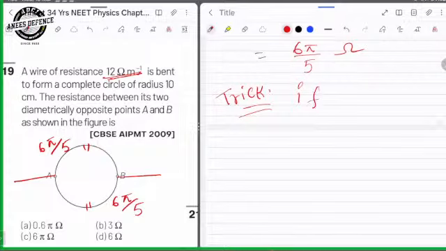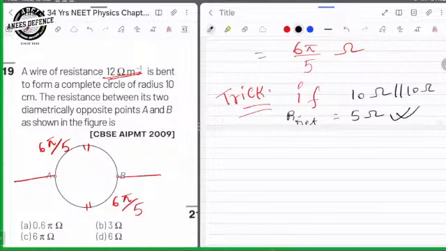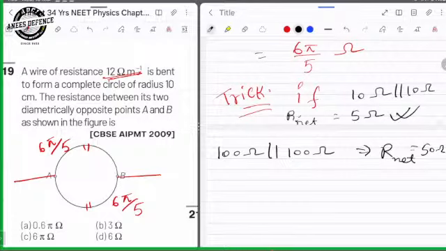If the same values are in parallel, meaning 10 ohm is parallel with 10 ohm, R net becomes half. R net will be half, meaning 5 ohm. Similarly, 100 ohm is parallel with 100 ohm. What can you write? R net is equal to what? 50 ohm. You have 6π/5 ohm in parallel with 6π/5 ohm.